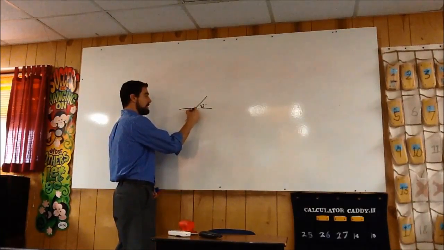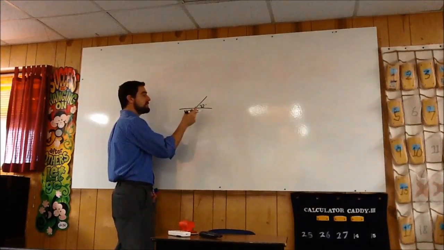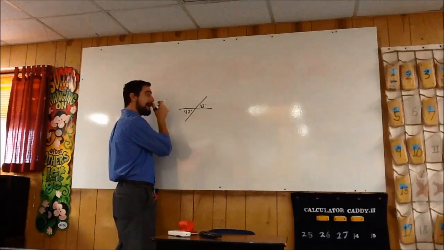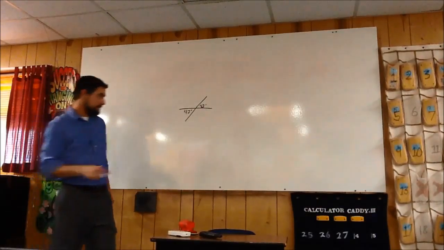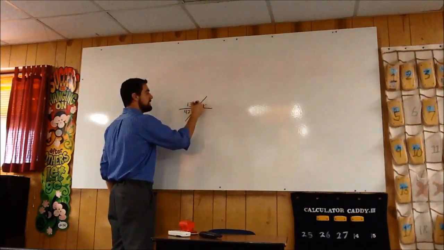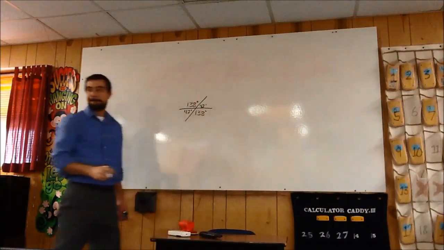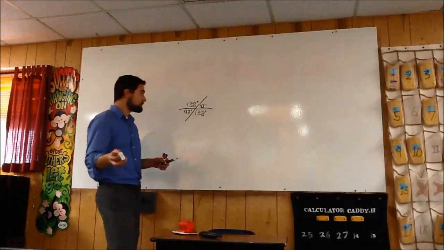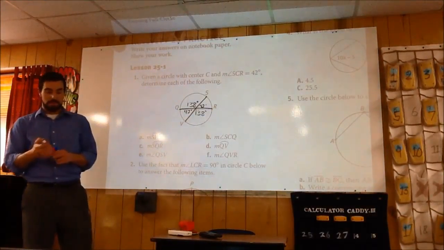42. Why? Vertical angles are always congruent. How do we solve for this obtuse angle? Subtraction. 180. Okay, why? And why do I know to do that? Because it's a linear pair. So that'd be 138, I think, if my math is correct in my head. Okay, so we can find these other angle measurements.